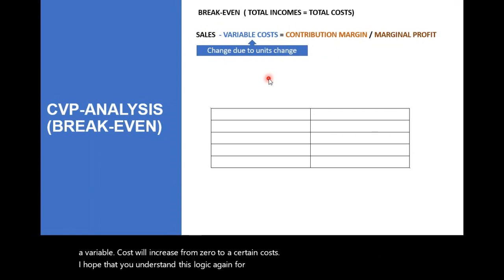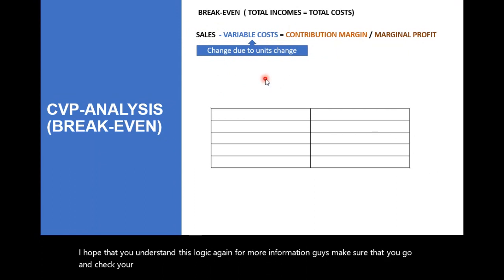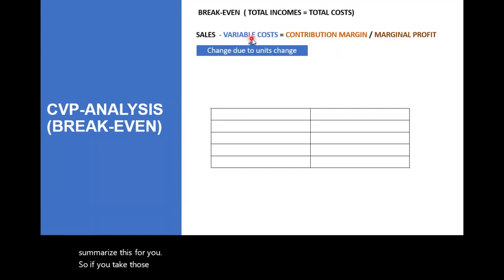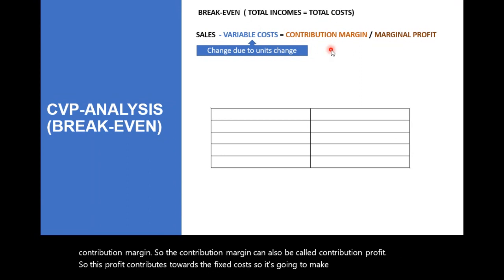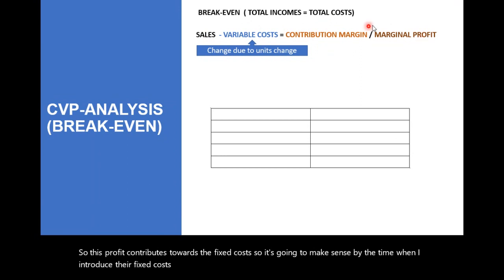Again, for more information, guys, make sure that you go and check your material because more will be explained in your material. Here, I'm just trying to summarize this for you. So if you take those sales and you minus variable cost, we always get what we call the contribution margin. The contribution margin can also be called contribution profit. So this profit contributes towards the fixed costs. It's going to make sense by the time I introduce the fixed cost to you. You can also call it marginal profit.